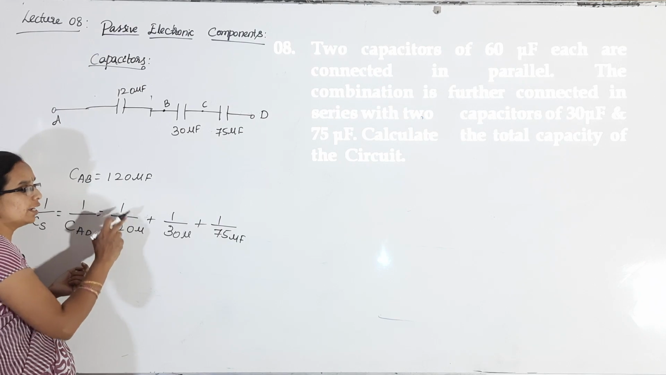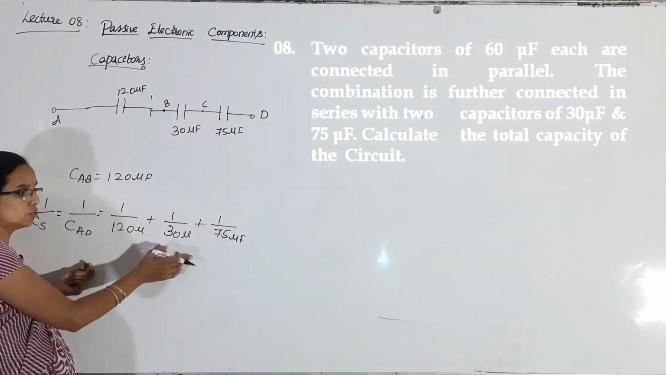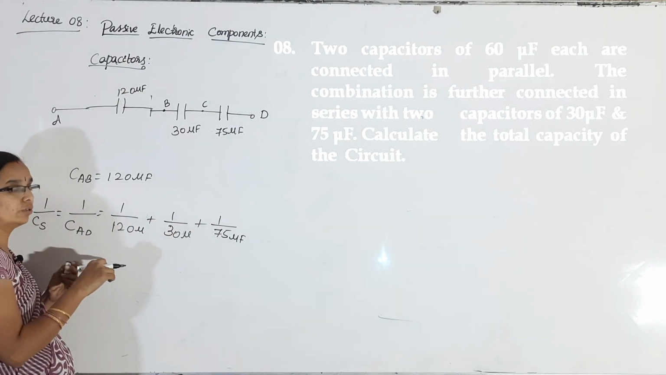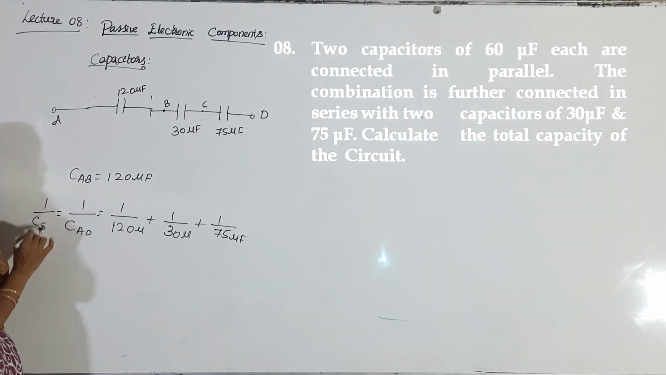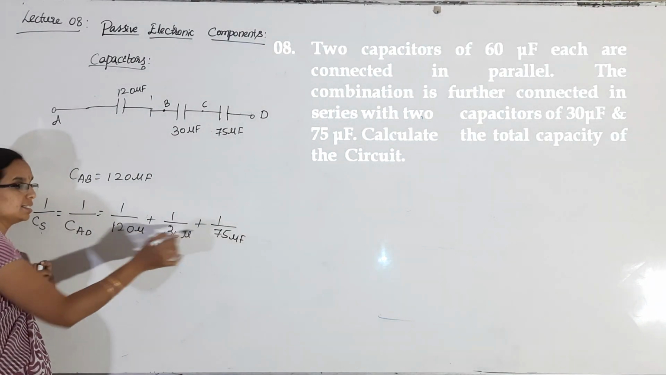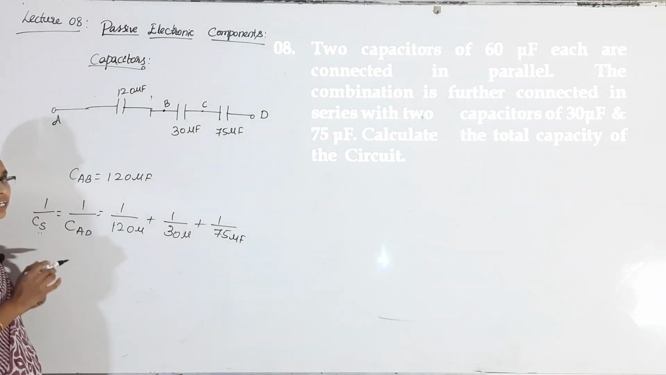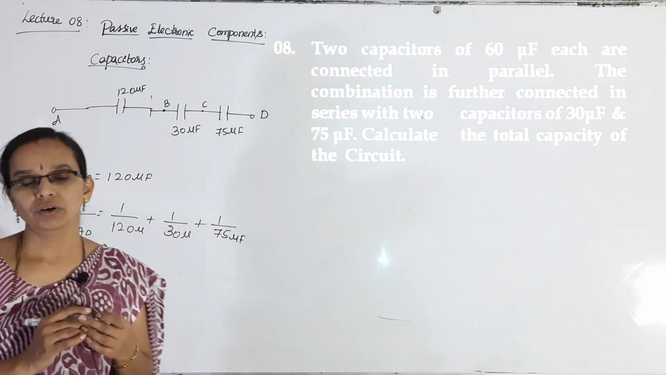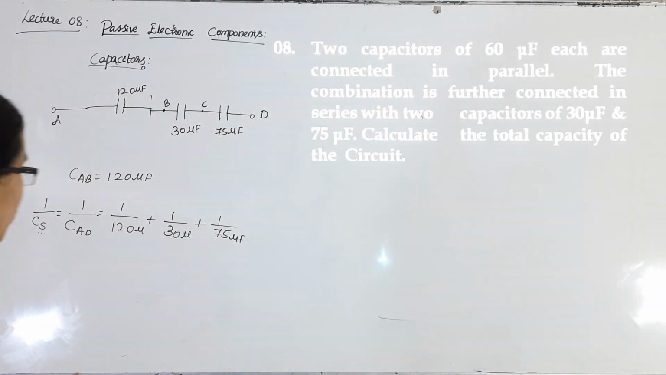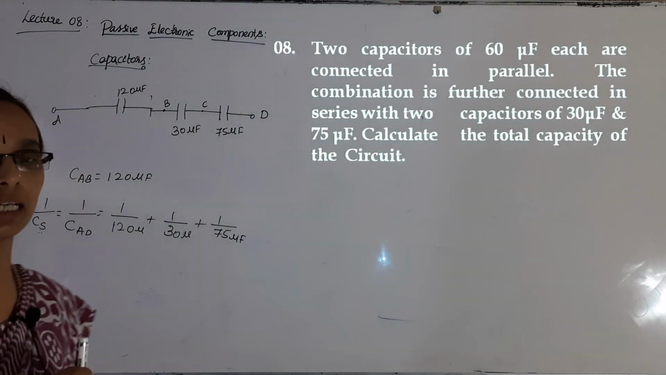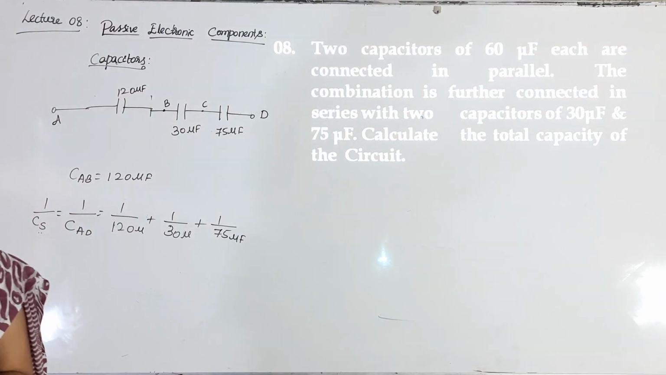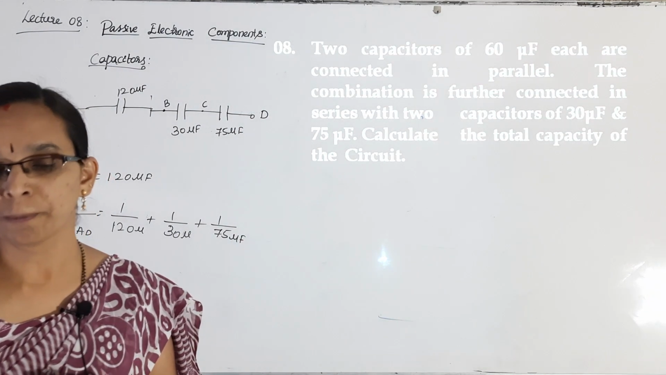So after taking reciprocals of this, you will get some values and add them up, and then again you have to take reciprocal to get the value of CS. If you calculate these three, you will get 1 by CS, then you have to take reciprocal, then you will get the CS value. I will not do it here, do it yourself using calculators, that will be easy, and tell me the answer in the group. Okay.